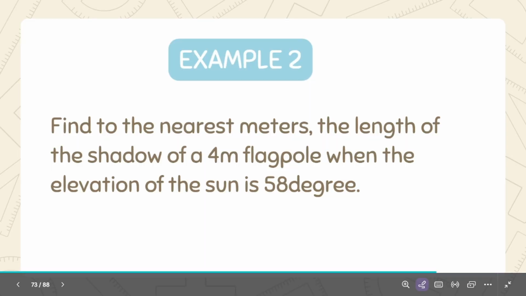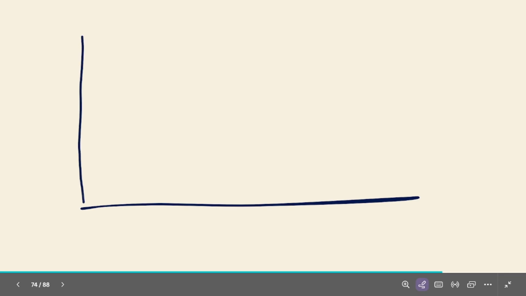Question 2. Find to the nearest meter. So this one they've given us how to approximate. We're approximating to the nearest meters. The length of the shadow of a 4-meter flagpole when the elevation of the sun is 58 degrees. So in this case, you're also having your horizontal plane. Then the flag is certainly resting there. So this is your flag, 4 meters. And your sun is around here. This is your sun.